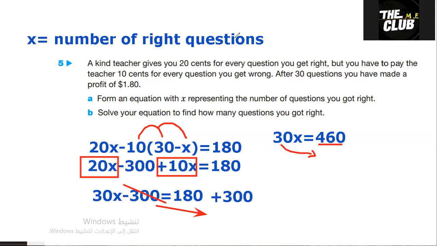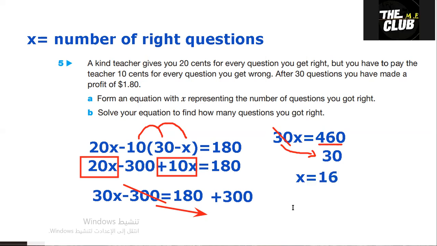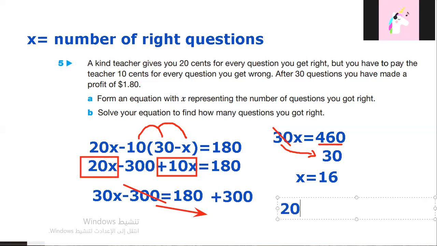So the answer will be 16. So x equals 16. So I got 16 answers right. That's it. If you want to check, 16 multiplied by 20, so 20 times 16.